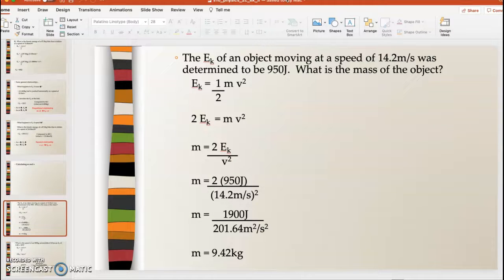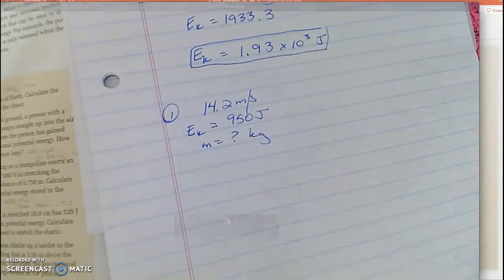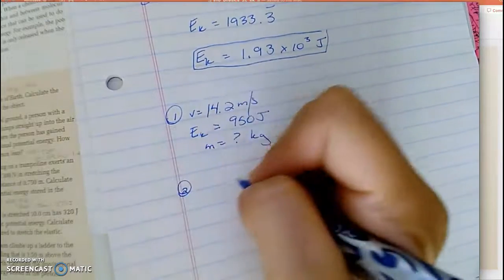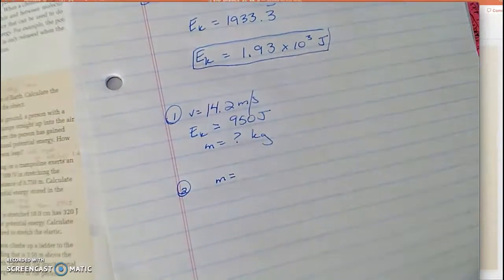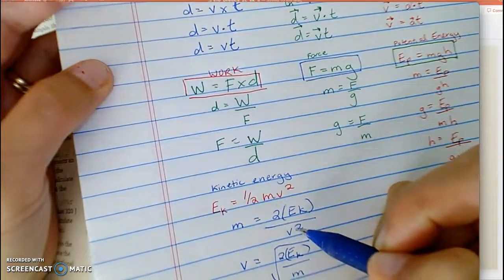Let's list our variables. They gave us 14.2 meters per second. Kinetic energy is 950. What's the mass in kilograms? Let's try to do that on our own, and then we will look at the answers. That was speed. Step 2: what was our formula? We forgot already. That's okay. Mass is 2 times kinetic energy divided by v squared.